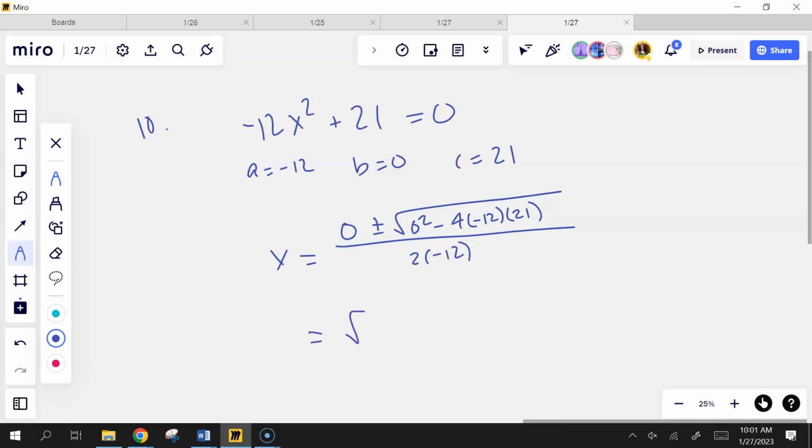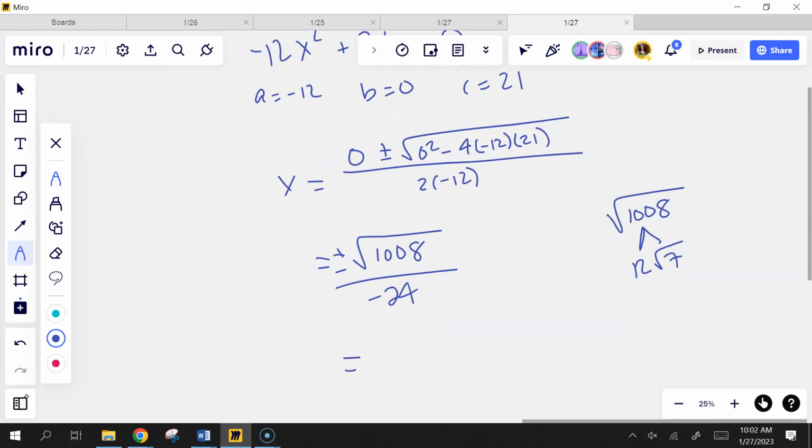I have no idea. 48 times 21. Excuse me. Y'all are not very helpful today. What's 48 times 21? 1008. Is that a perfect square? No. So 144 times 7 is 1008.